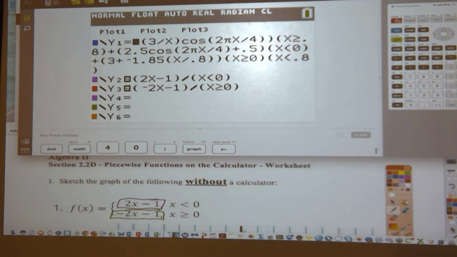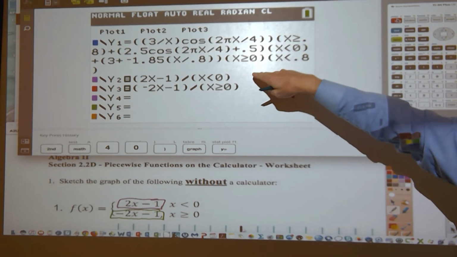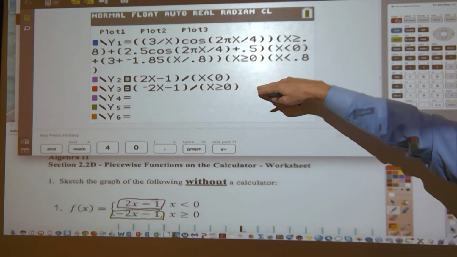Now, at this point, I'd like to pause and take questions. Who had their hand up? You understand now? Okay. So, I'd like you to take some time, make sure you can type in the piecewise function. The first piece goes in one of the y equals, the other piece goes in the other one.